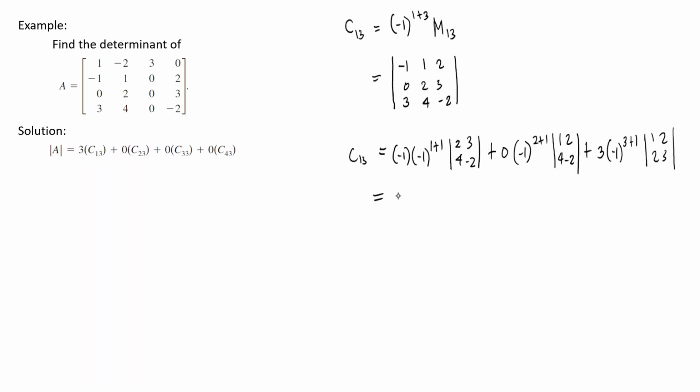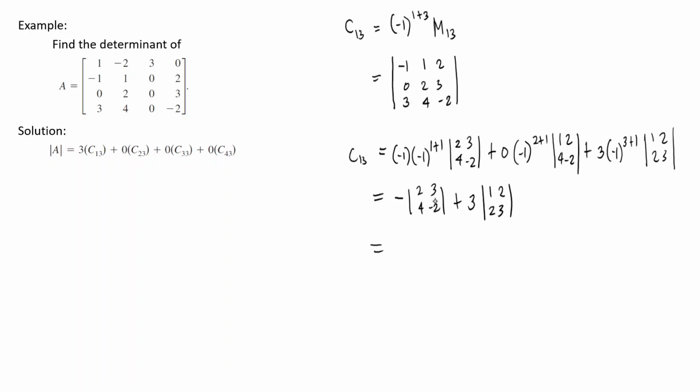Okay, so we compute this. This is equal to, this becomes positive. So we have negative times 2, 3, 4, -2 plus, so this just becomes 0. Actually, we don't have to compute for the cofactor here. You can just skip this part. Plus, this is 4, so this becomes +1. So we have +3, 1, 2, 2, 3. Okay, so we need to compute now the 2 by 2 matrices, these matrices.